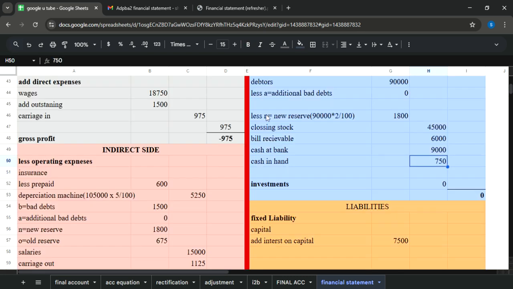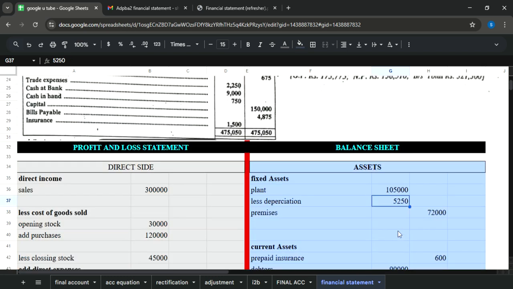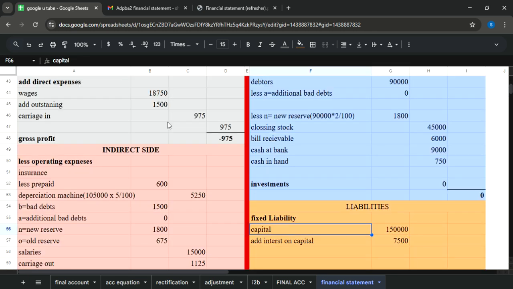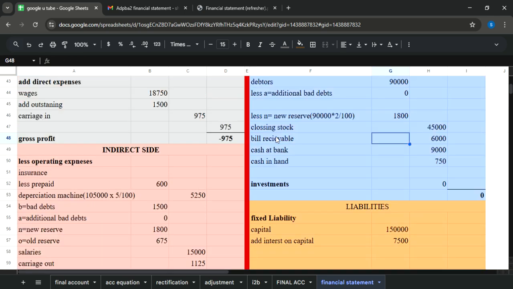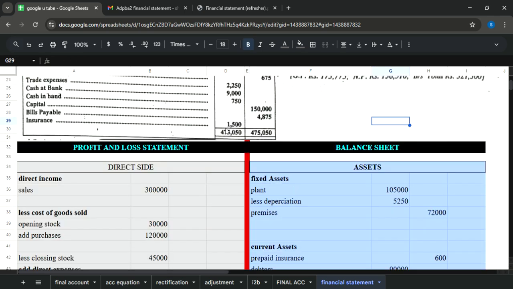Then we have capital 150,000. I think we have written it, right? Okay, so just mention 150,000 as capital. Then we have bills payable. This is part of current liability, bills payable, and amount is 4875.